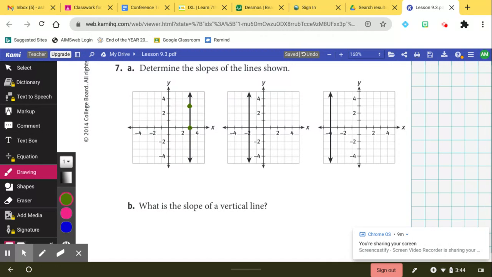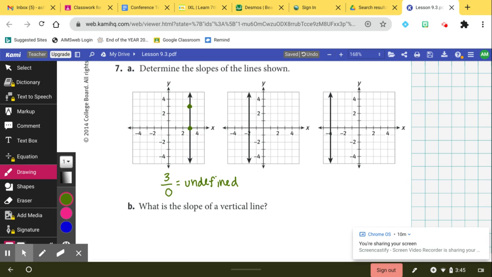So I'm going to do the same thing, rise over run. Between these 2 points, I need to go up 3, but my run is 0. I don't go left or right. Now, if you have a calculator in front of you right now, do 3 divided by 0. When you do 3 divided by 0, it's an error. So this is actually undefined.